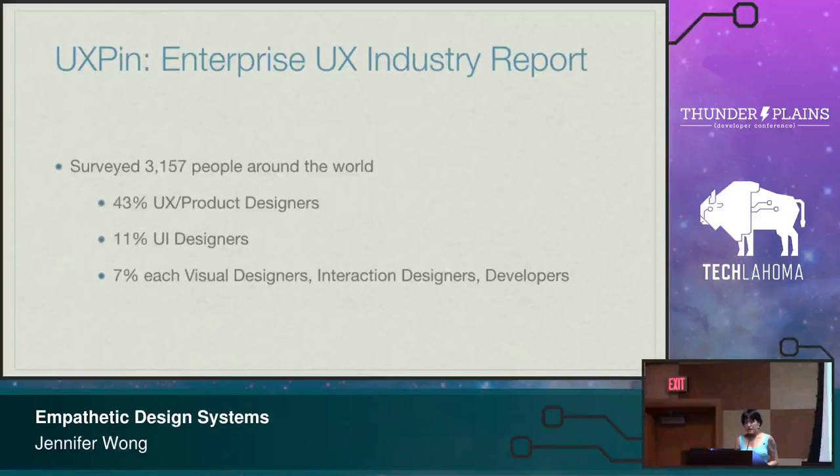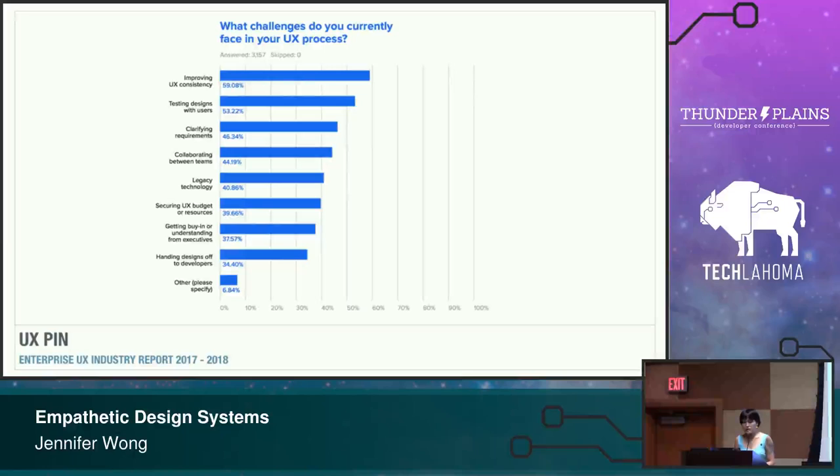So UXPIN actually did an industry report around problems that people experience in UX in general. They surveyed about 3,200 people, most of which were UX and product designers and UI designers, and other types of designers such as visual and interaction designers. And they asked, what challenges do you currently face in your UX process? And what you see described here is improving UX consistency, testing designs with users, clarifying requirements, collaborating between teams.